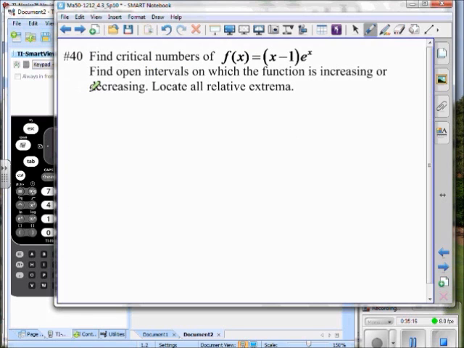Find the critical numbers. Now, critical numbers are values of what? Input or output? Critical numbers. Input values or output values? If I say find the critical numbers, are you finding input values of the function or output values? It's input, absolutely. These are input values. So find input values that are critical.